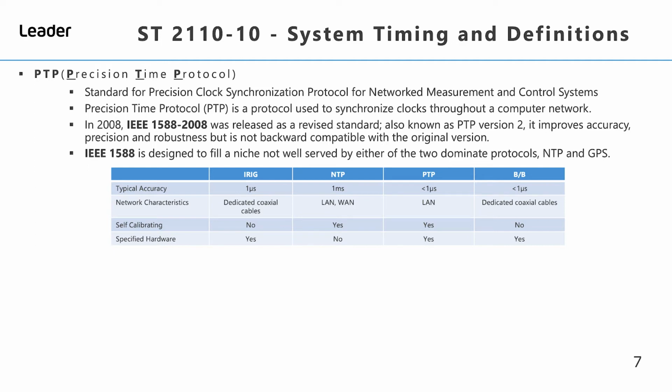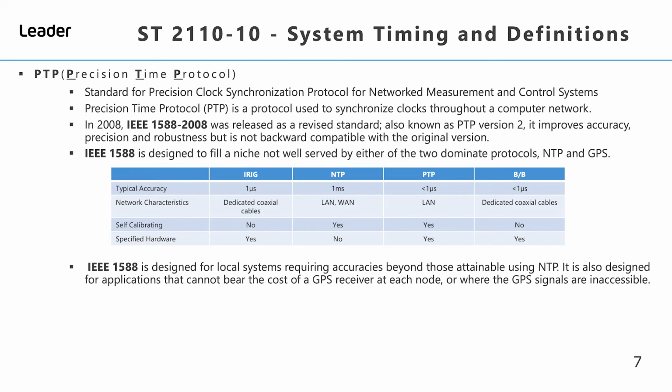IEEE 1588 is designed to fill a niche not well served by either of the two dominant protocols, NTP and GPS. IEEE 1588 is designed for local systems requiring accuracies beyond those attainable using NTP. It is also designed for applications that cannot bear the cost of GPS receivers at each node, or where the GPS signal is inaccessible.